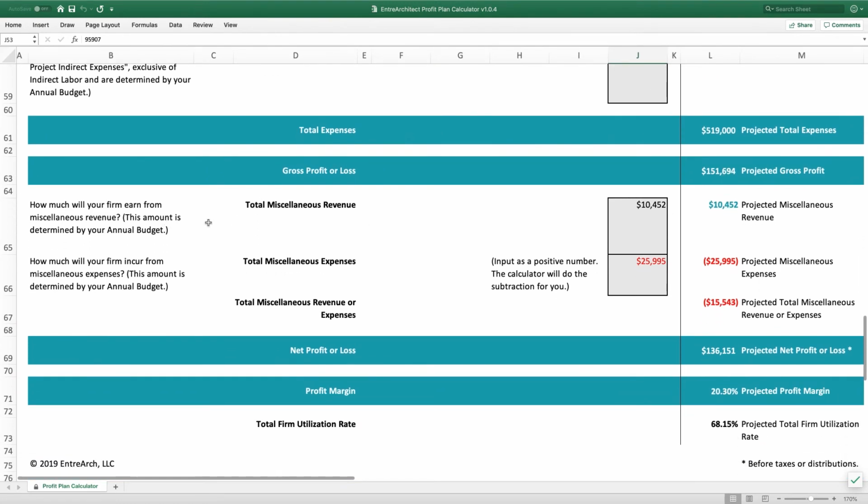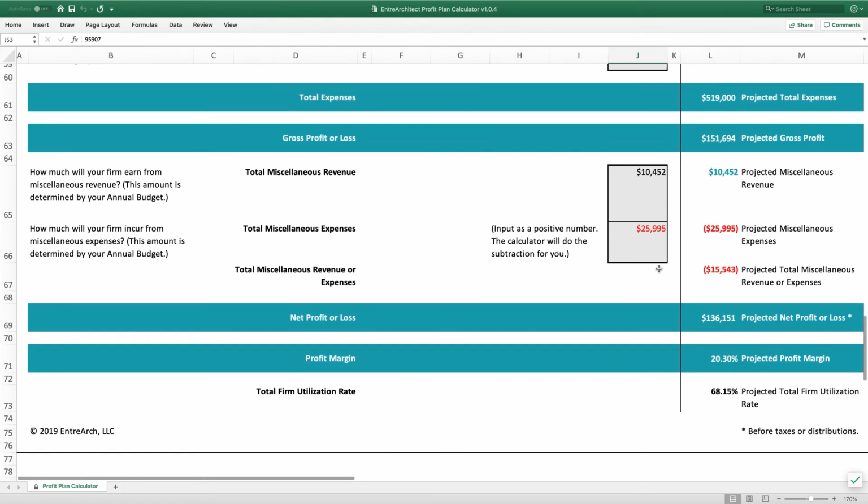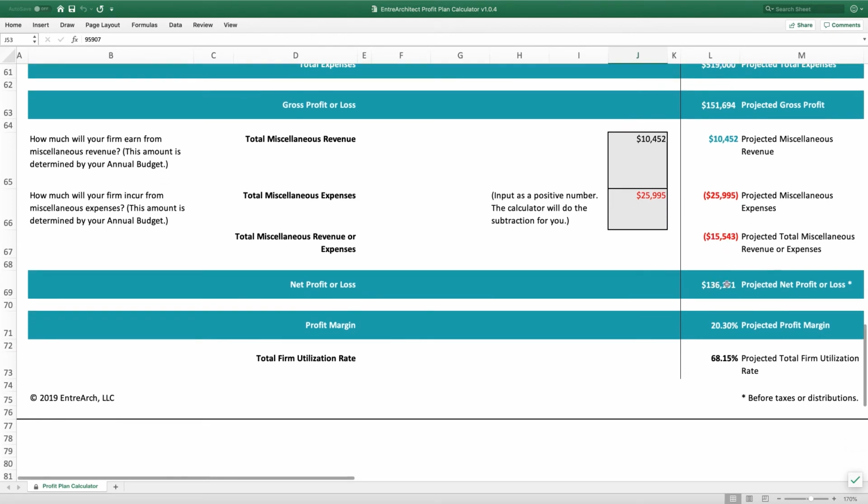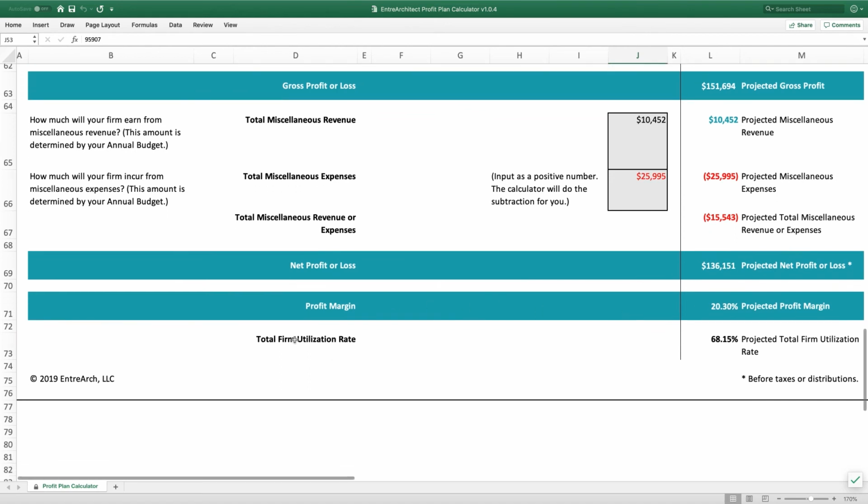And then you plug in your miscellaneous revenue here. You plug in your miscellaneous expenses here. It will automatically do the math and give you your total miscellaneous revenue and expenses. It will do the math and give you your net profit or loss number. This is your total projected net profit or loss. And it calculates your profit margin, a 20% projected profit margin. And at the very bottom, it does a full firm utilization rate of 68.15%. So that's a number that you're trying to keep as high as you can.